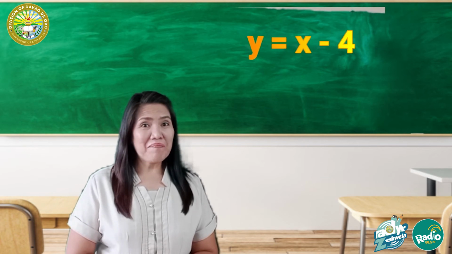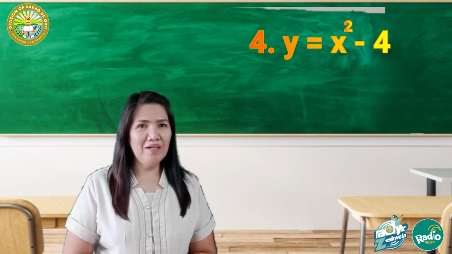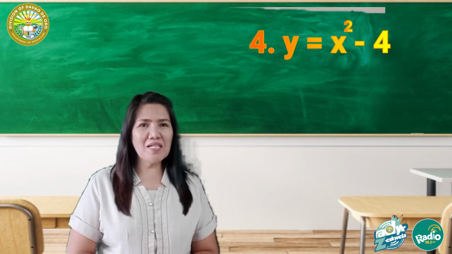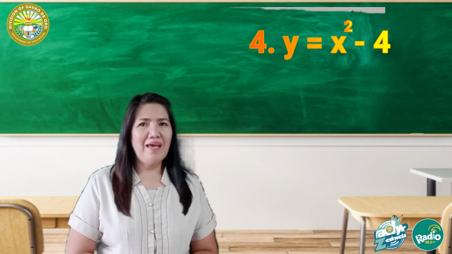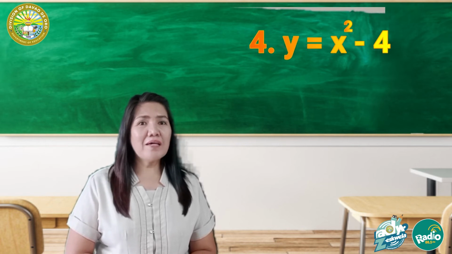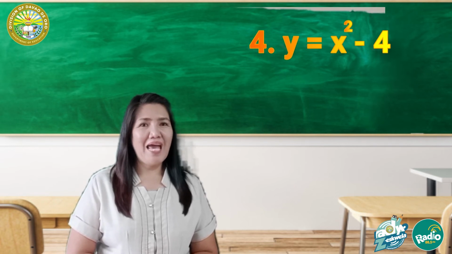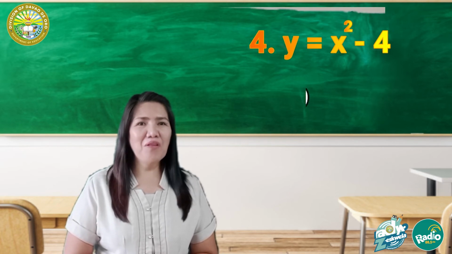Number 4, y equals x squared minus 4. Again, number 4, y equals x squared minus 4. Is it in the form y equals kx and shows a direct relationship? Very good! Number 4 is no.